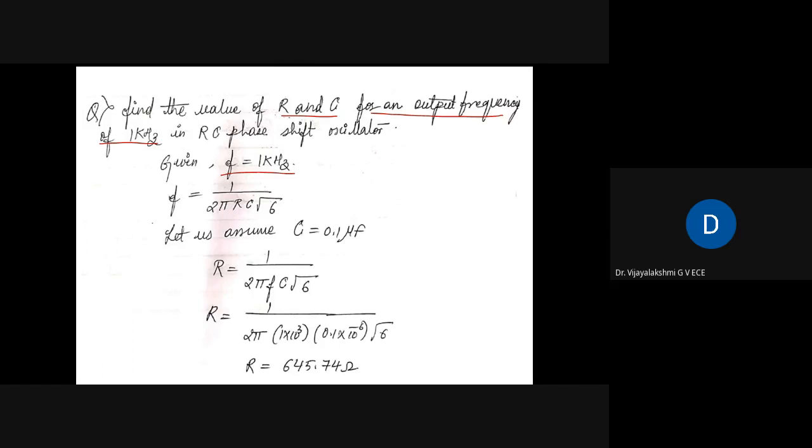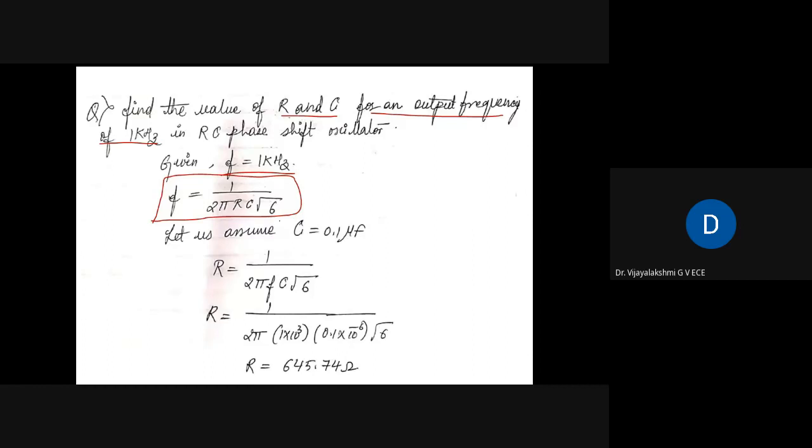How can you design? You need to take the expression for frequency. You already know that for an RC phase shift oscillator, F is given by 1 by 2 pi RC root of 6. Now there are two unknowns here, R and C. What I can do is assume one value and find out the other. So let me assume C is equal to 0.1 microfarad.